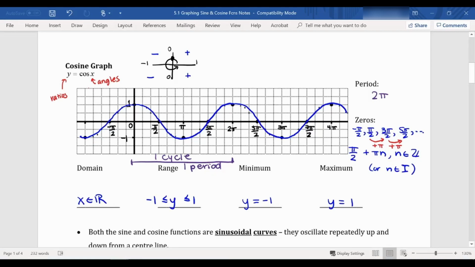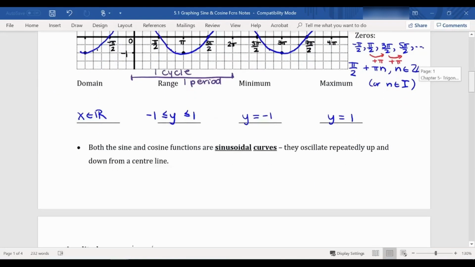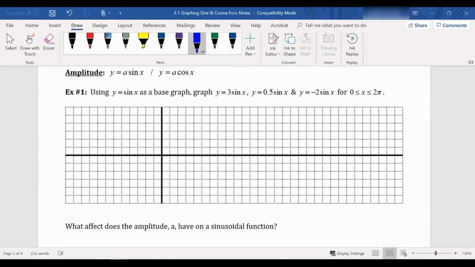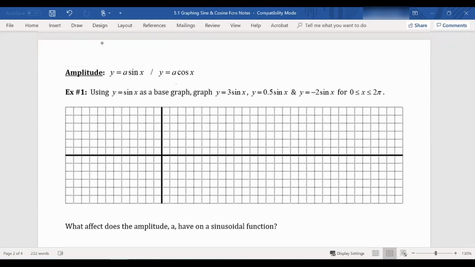These are called sinusoidal curves. All right. So if a question asks you to draw a sinusoidal curve, it's talking about sine or cosine. This means they oscillate or move up and down repeatedly from some sort of center line. So they're symmetric in that way. Okay. So we're going to try graphing these using transformations. All right. So if you recall from way back in chapter 1, if we have a function where you have a number in front of the function, this was a vertical expansion.